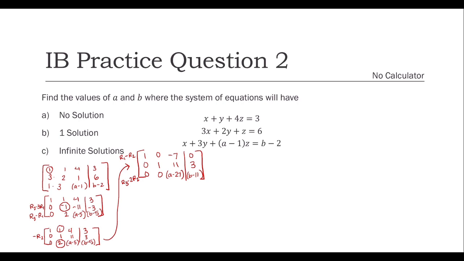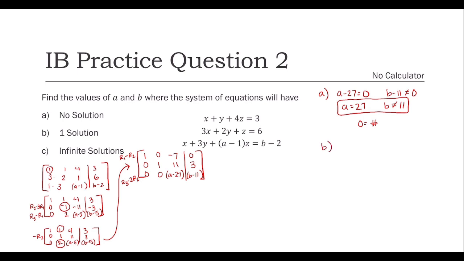So part A is where there's no solution. We'll have no solution if our a minus 27 equals 0 and our b minus 11 does not equal 0. So if a is 27 and b does not equal 11, then we'll have no solution. Because our resulting final row would say that 0 equals some number, if b is some number other than 11, and that can't be true, so that would be no solution.